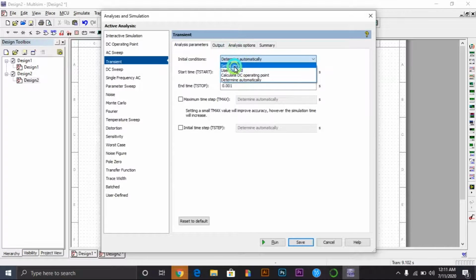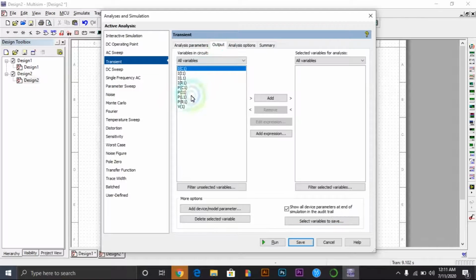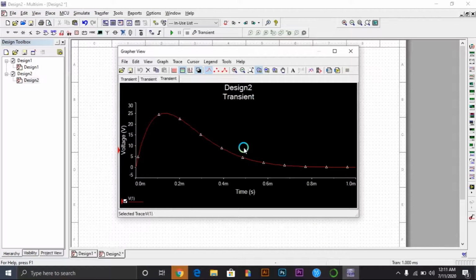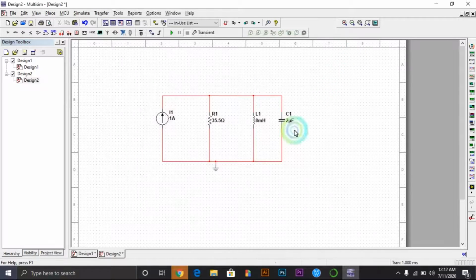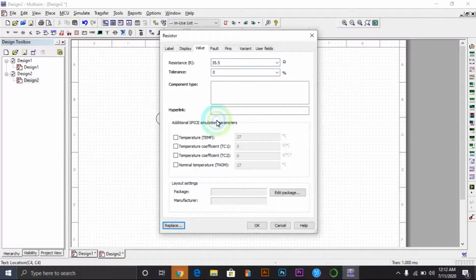Transient, initial condition set to 0. Output V1 add. Okay, let's run it. This is the graph for critical condition. Let's change the value to 5.